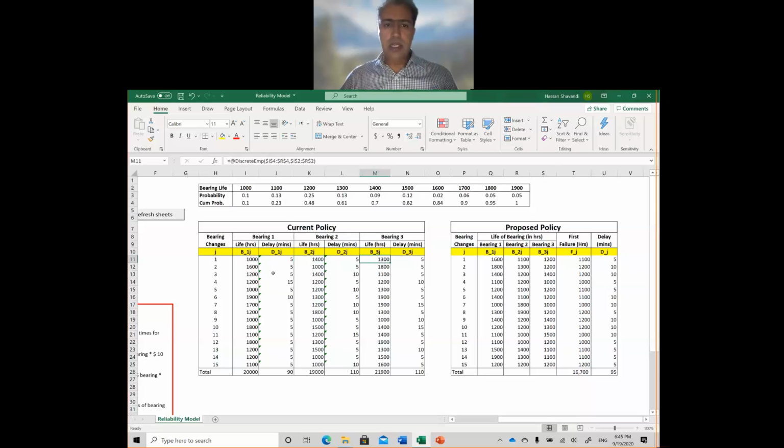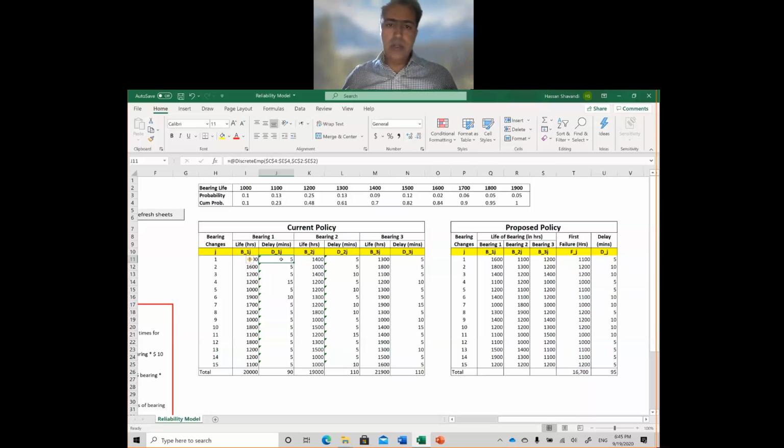Okay, so here we assume that after 1,000 hours of the bearing 1, it will fail. And in that time, we call the mechanic, and the mechanic will take 5 minutes to be in place. So that's the delay time. And then it takes 20 minutes to replace this bearing, because by the assumption of the problem, the change time for one bearing is 20 minutes.